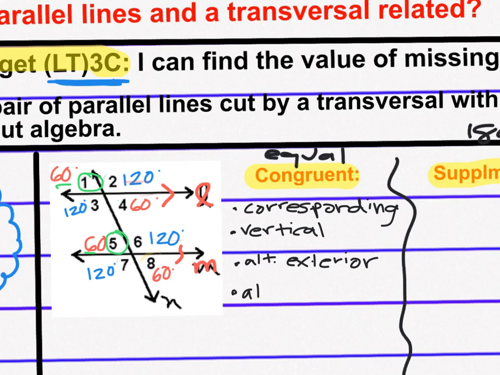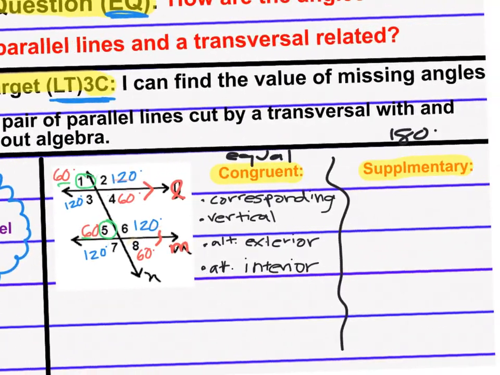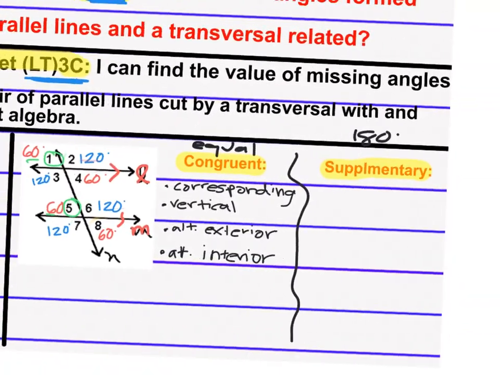Lastly, the alternate interior angles are also congruent. And just to remind you that we talked about yesterday, that would be angle 3 and angle 6, which are 120 and 120. Okay. And angle 4 and angle 5. So those are all your congruent angles, basically corresponding and the alternating ones.